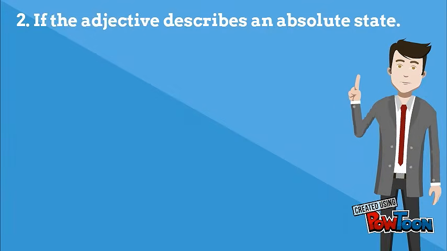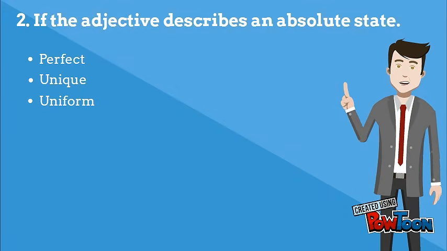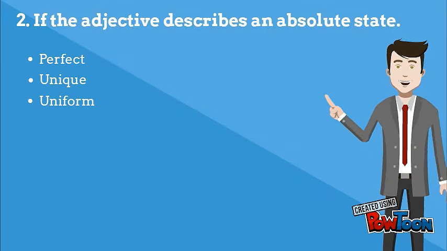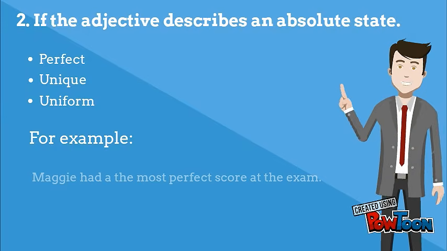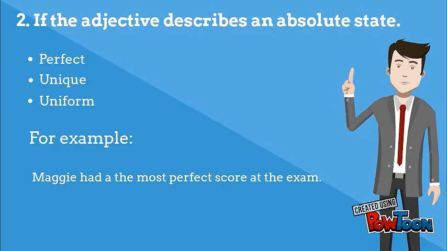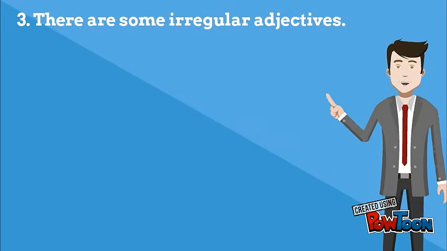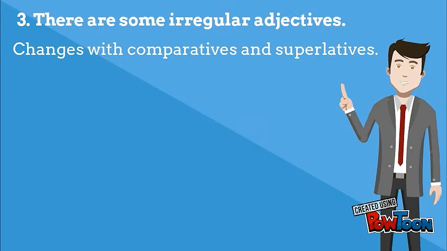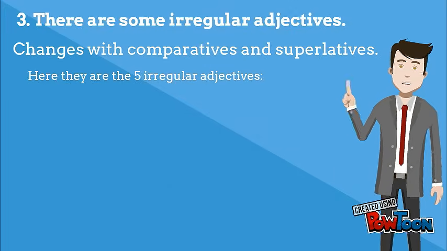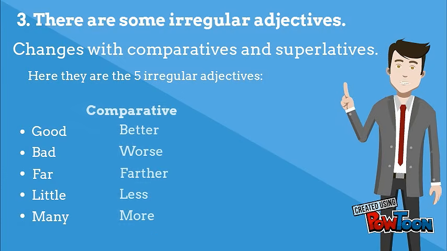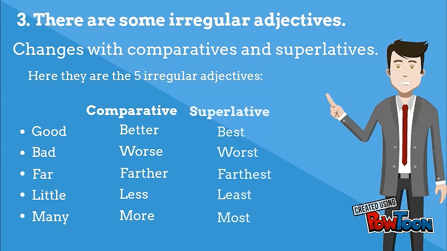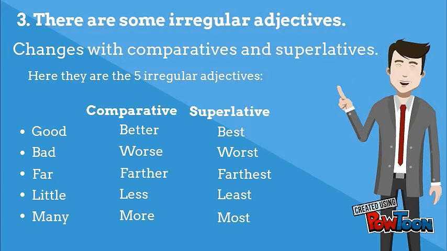Second, if the adjective describes an absolute state, like perfect, unique, and uniform, you cannot use comparatives and superlatives. For example, Maggie had the most perfect score at the exam. And there are some irregular adjectives that change with comparatives and superlatives. There are 5 of them, which are good, bad, far, little, and many. And here you have the comparative form and the superlative form.